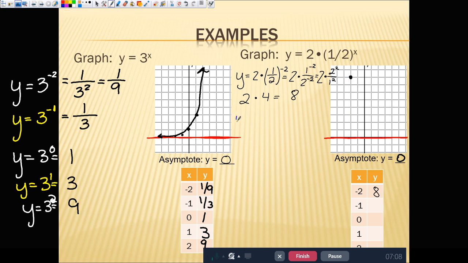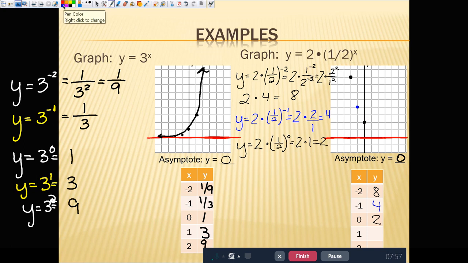Now we're going to substitute negative 1 in. So y equals 2 times 1/2 to the negative 1st power, which is the same thing as 2 times 2 over 1, which is 4. Now I'm going to substitute in 0 for x. That's going to be 2 times 1/2 to the 0 power, which is 2 times 1, which is 2. So at 0, we're at 2. Now I'm going to substitute in 1 for x. So that's y equals 2 times 1/2 to the 1st power, and half of 2 is 1.